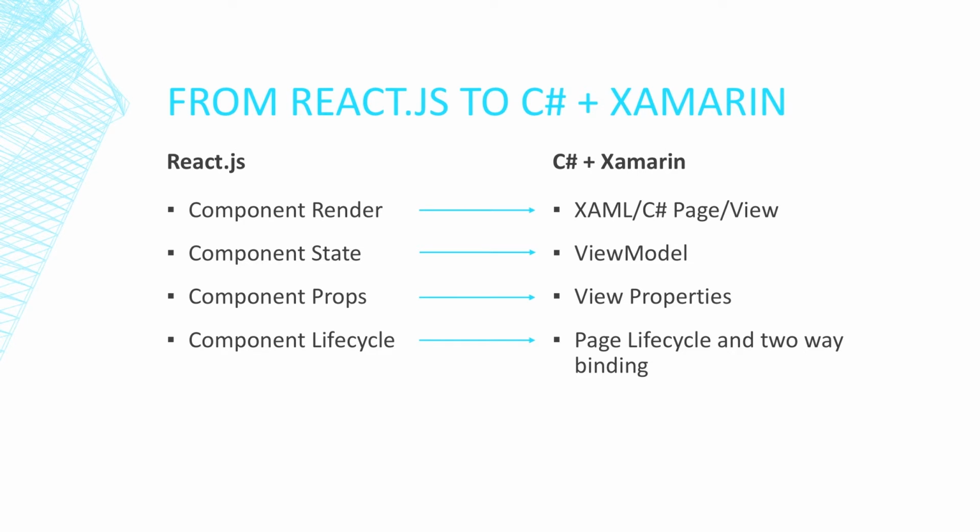So the component render function in React.js is basically the same as your actual XAML or C# page view. The state of a component is what we're going to be using as our view model for the back end of our views. The props of a component is the same thing as passing properties into your views. And then the component lifecycle is going to be compared to our page lifecycle as well as the two-way bindings on our pages.